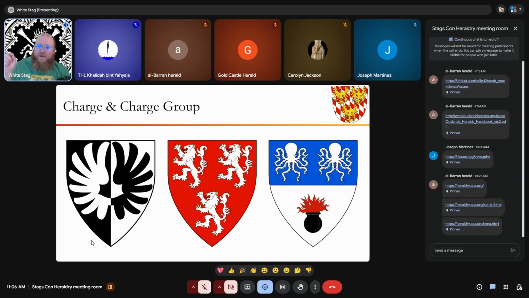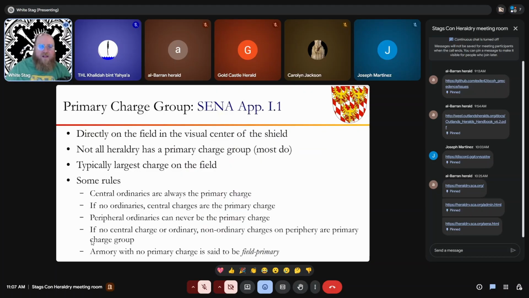And in the far right, this is a charge group which consists of 2 types of charges. The octopi and the grenade in base all form a single unit of charges that has been placed here. We'll go into more detail on primary charge groups in a second, but these together form a single primary charge group, consisting of 3 individual charges and 2 types of charges. So we're going to go through what the charge groups are.